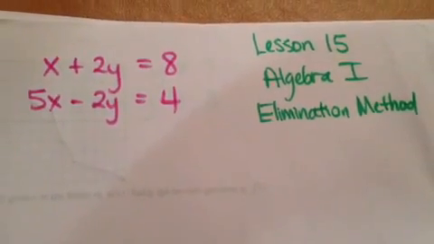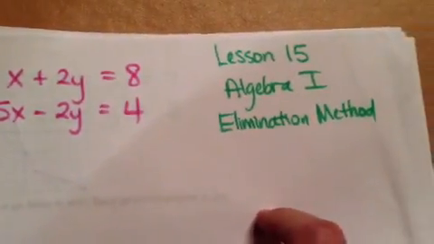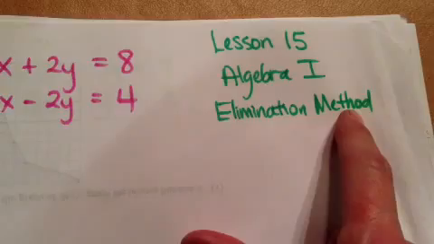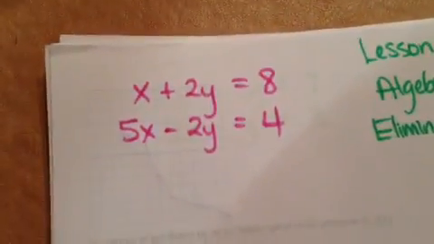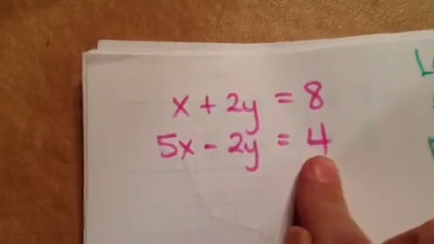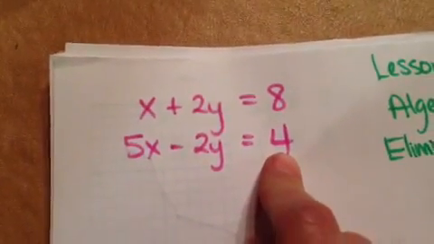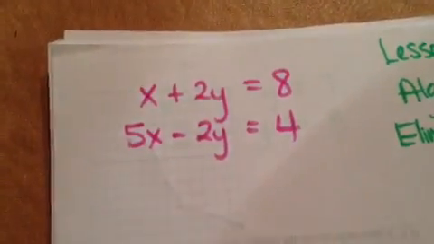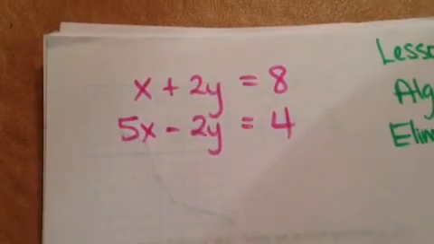All right, this is for Algebra 1, Lesson 15, and this deals with the elimination method for solving two equations. Now, if you would graph, these are two nice lines, that's why it's called linear equations, and they would intersect somewhere, and we're trying to find that point of intersection without graphing.